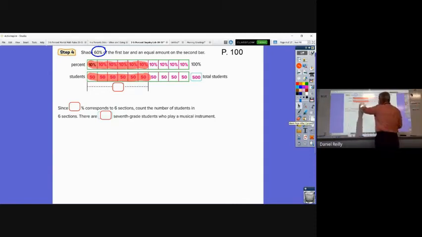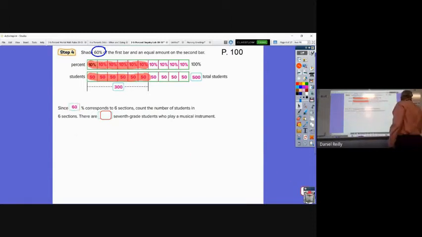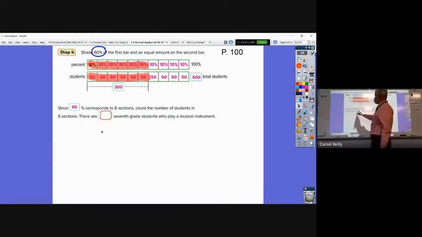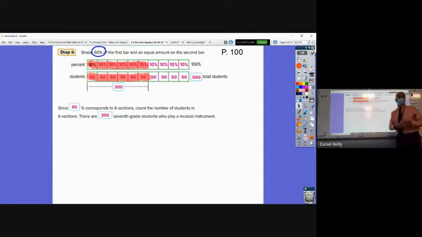$300. 300 is correct. 50 times 6, 300. Okay? Which means, since 60% is 6 sections, then how many students are there in 6 sections? And the answer is 300. Okay? So this is how you use a strip model, or a bar model, to visualize what the percent means and then what the actual number of your total is.